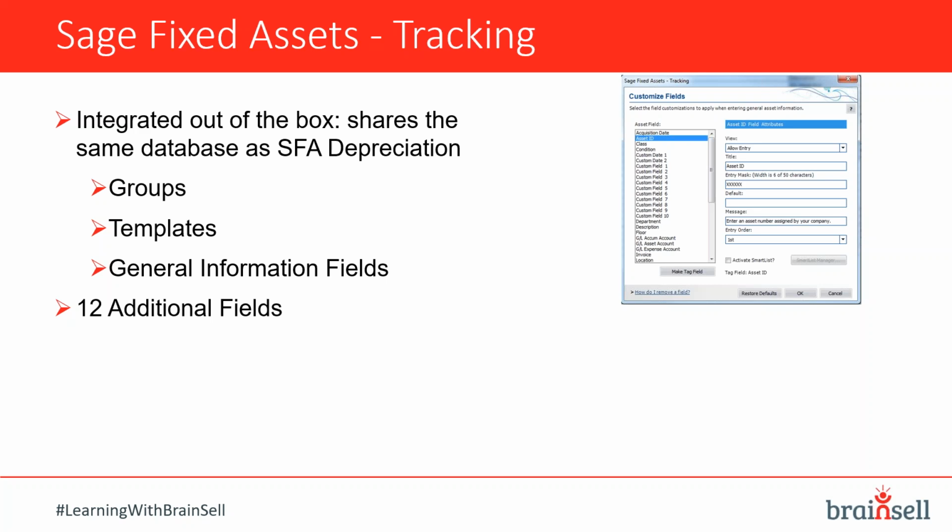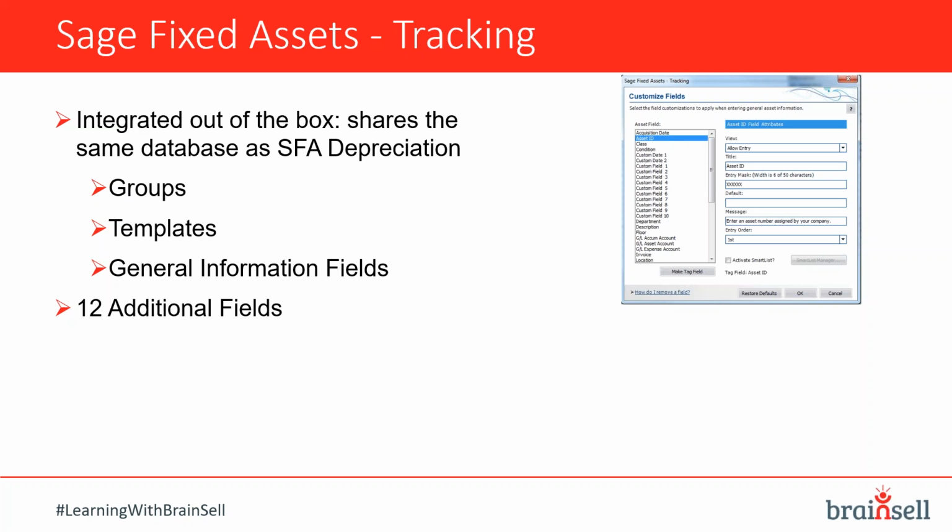Let's now focus on the tracking module. This is where you are going to do physical inventories of your fixed assets. You can generate barcode labels and tag your assets and do physical inventories where you can scan these barcodes using traditional scanners, rugged scanners, or you can also use an Android app on an Android phone or tablet, for example. We do not have the Apple iOS app available yet. That is still in development, but will come at a later date.